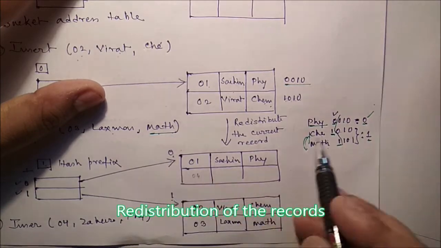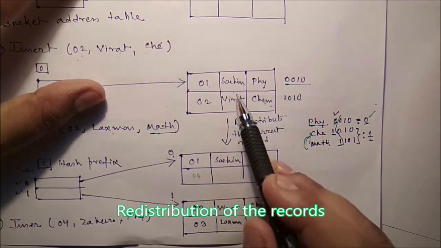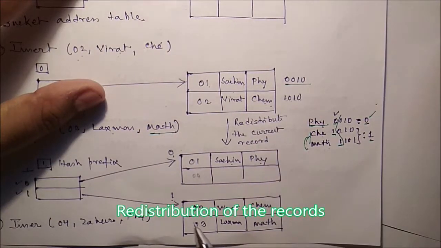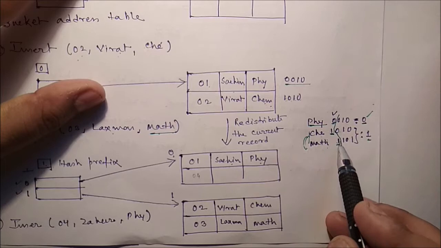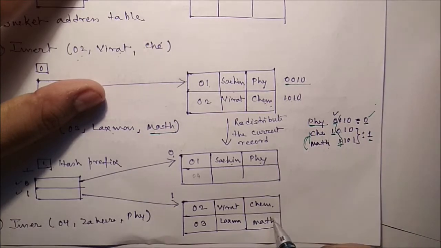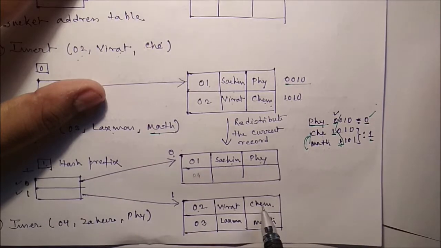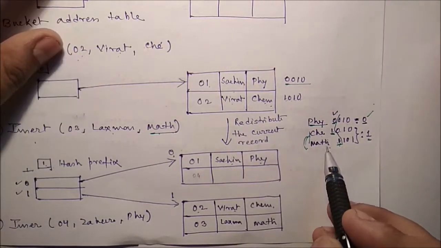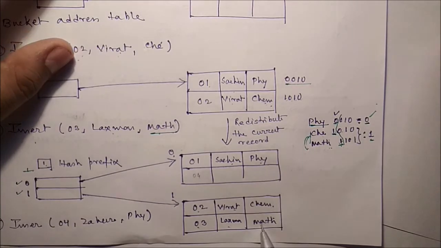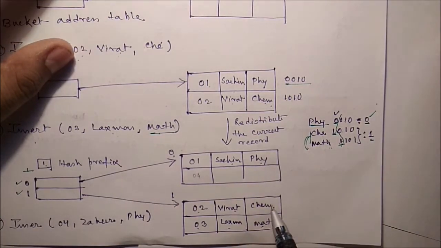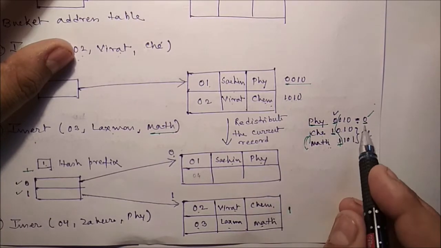So here it is 0, and here you put physics: roll number 1 Sachin physics. In the second bucket, where the leftmost bit is 1, we store chemistry and mathematics: roll number 2 Virat chemistry, and roll number 3 Lakshman math. For these two subjects the leftmost bit is 1, and here the leftmost bit is 0.